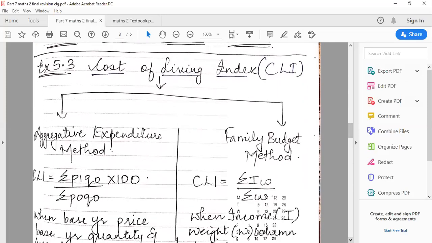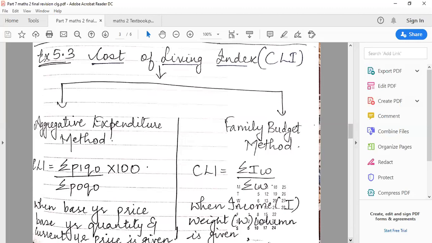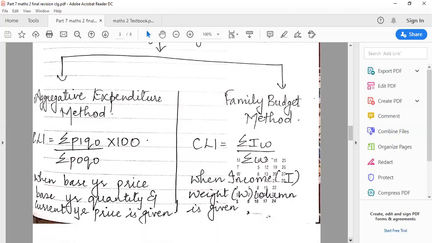Moving towards the last exercise, CLI, cost of living index. I told you this is related to our day-to-day lives, wherein you all can relate the concept, that is managing the budget of your family, the expenditure, our incomes and expenses. So in that again, there were 2 types of formulas, as you all can see. One is aggregative expenditure method, the other is family budget method. So one is weighted aggregative method, the other one is weighted relative method.